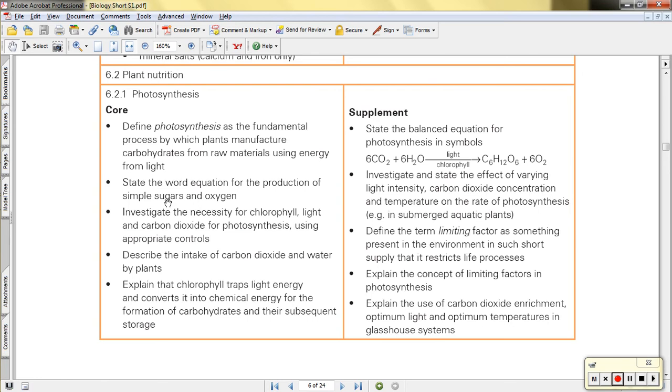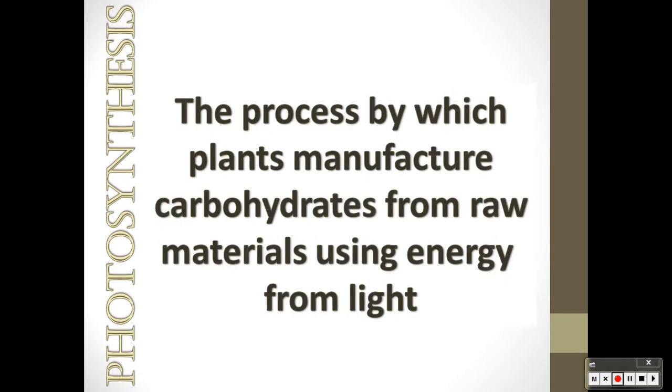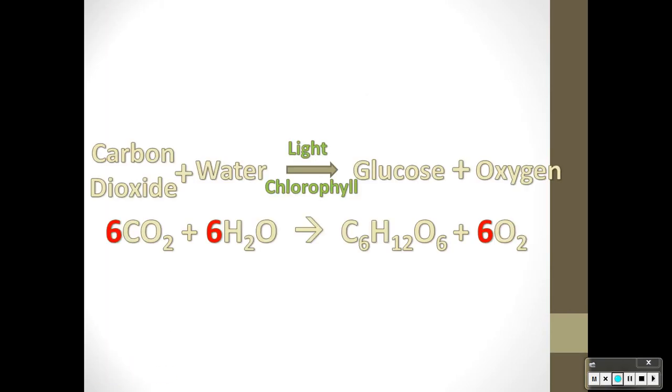So they want you to state the word equation for photosynthesis, and the supplement says to state the balanced equation, and then they give it to you as symbols. So very simple. This is something that you flashcard. Note there are 6 units of carbon dioxide plus 6 units of water. Once light and chlorophyll combine, they convert that into 1 unit of glucose and 6 units of oxygen.